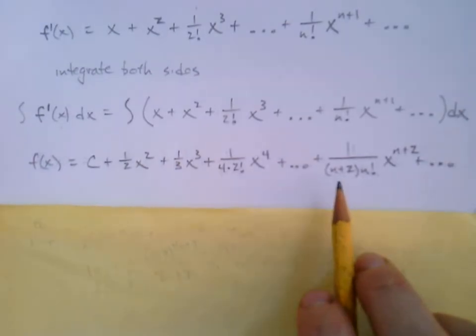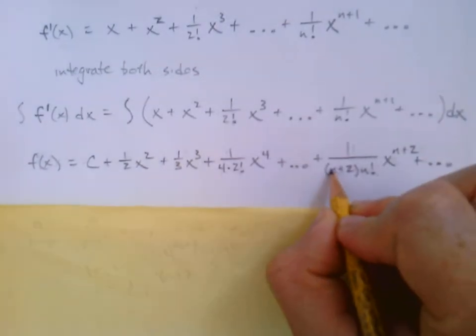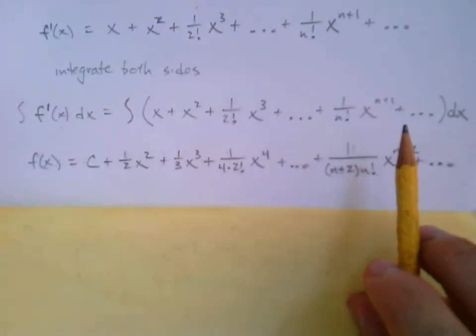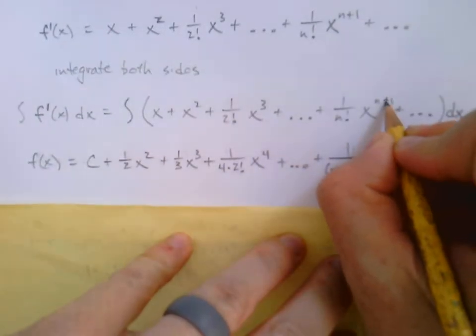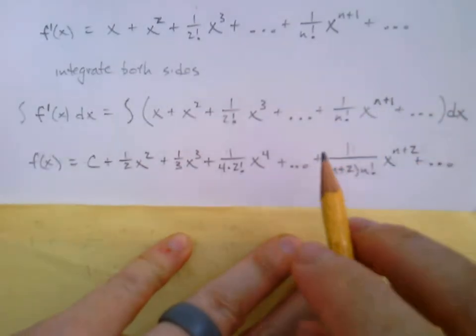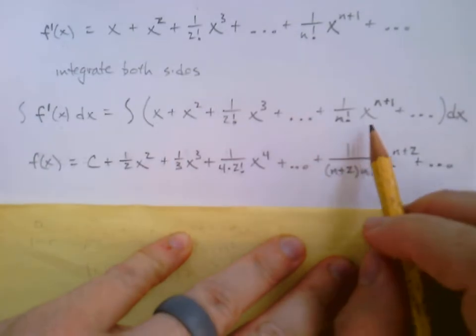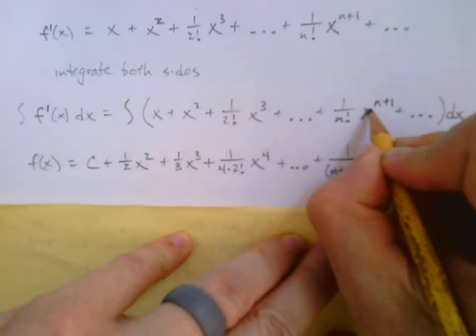When you get to the nth term, though, you don't have that luxury because you just have n you're working with. So let me make this a bit darker. It's coming out kind of light on the video. 1 over n factorial x raised to the n plus 1. Okay.